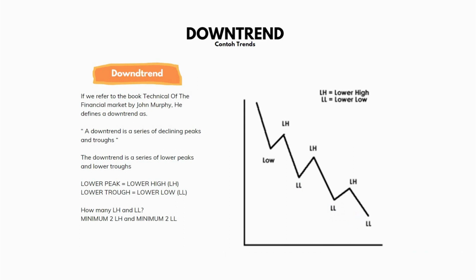So the key point is, when you want to identify if it is a downtrend, minimum 2 lower highs and minimum 2 lower lows. This is a key point. Remember that.